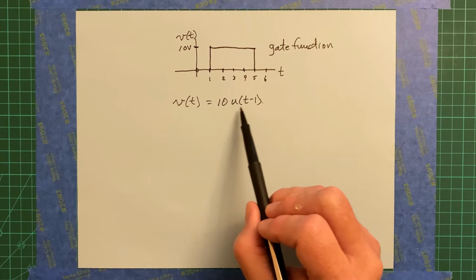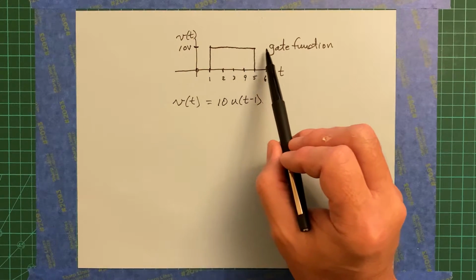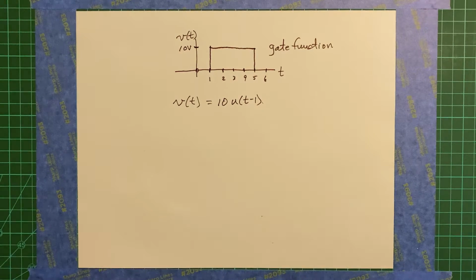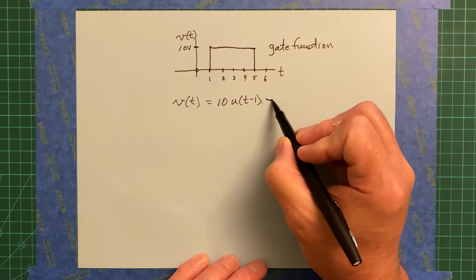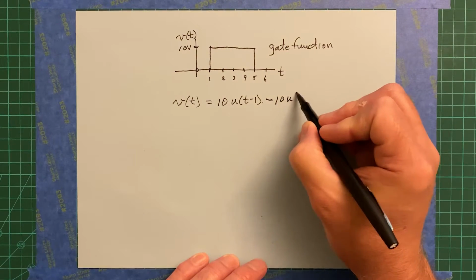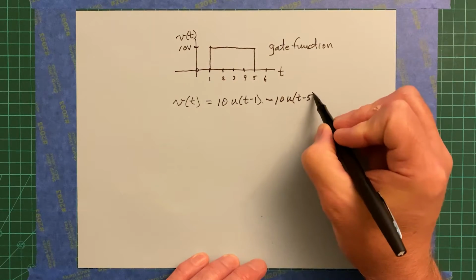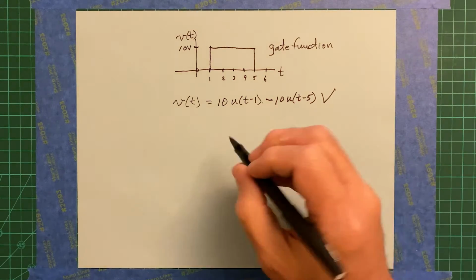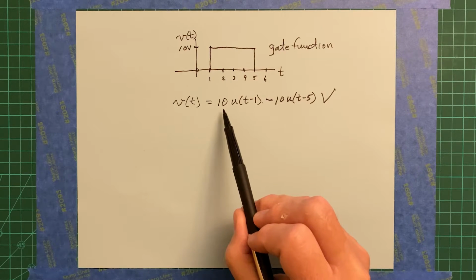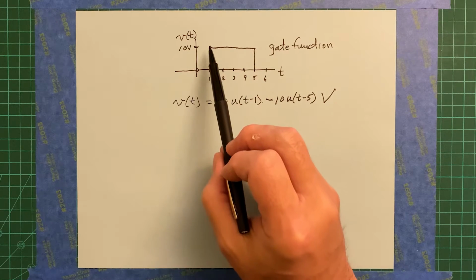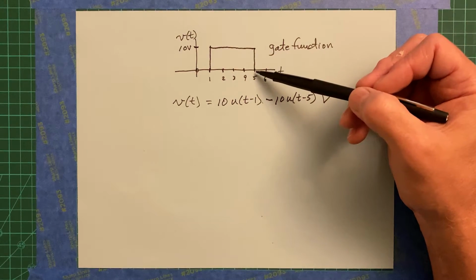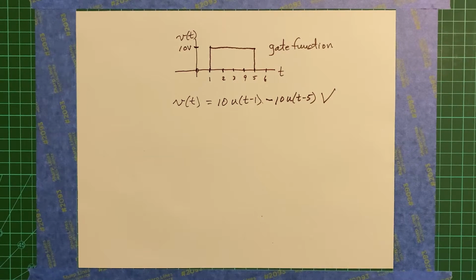The problem with this is we're not finished with it, because it's going to stay 10 forever unless we can figure out a way to make it stop at 5. Well, one of the ways to make it stop at 5 is just to subtract off 10 u of t minus 5 volts. That's the function that will cause it to increase to 10 volts at 1 unit, then stay 10 volts until it gets to 5, and then at 5 we're subtracting those two, and it just goes to 0 from there on out.